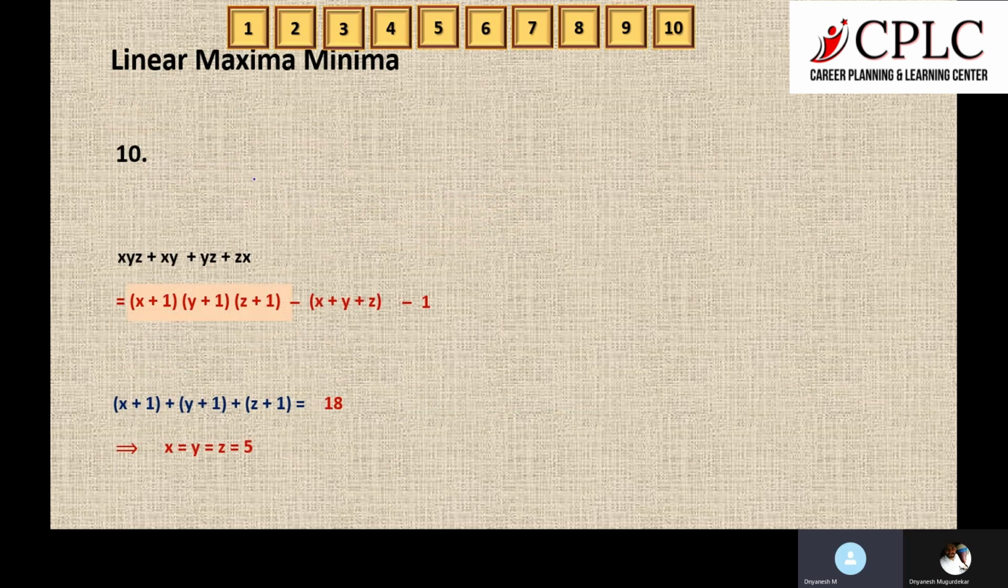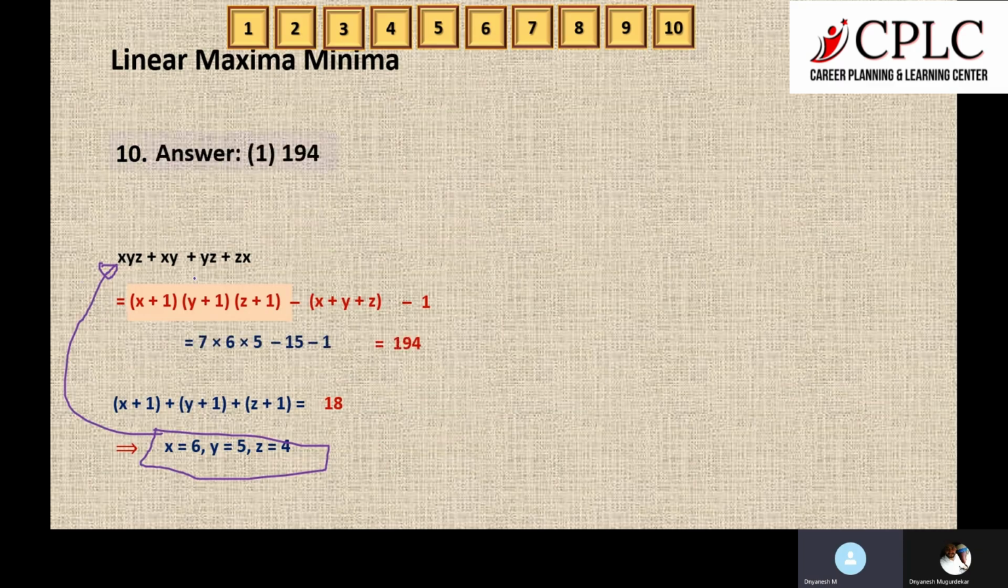So what you are going to do is, in the original expression, substitute x, y, z as 4, 5, 6 or 6, 5, 4 or 5, 4, 6. It doesn't matter, and you will have your answer. Substitute this in the original expression and you will get your final answer, which I think is 194, which is the first option for the 10th one.